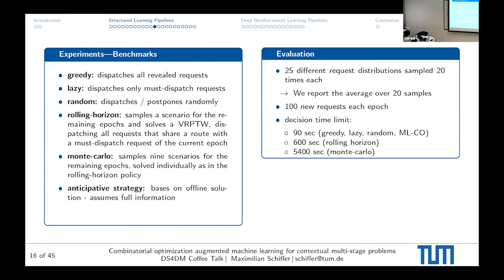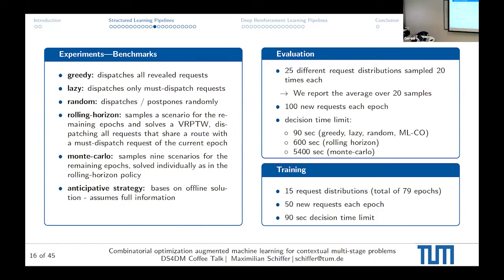We evaluated different request distributions. We report averages over 20 samples. We had 100 new requests per epoch. We set some decision time limits, right? So if we did the greedy, lazy, whatsoever strategies, we run the hybrid genetic search for 90 seconds afterwards. If we ran rolling horizon, we gave 600 seconds. If we ran Monte Carlo, we gave 5,400 seconds, right? So we even gave an unfair advantage to conventional approaches, if you want to see it like this.